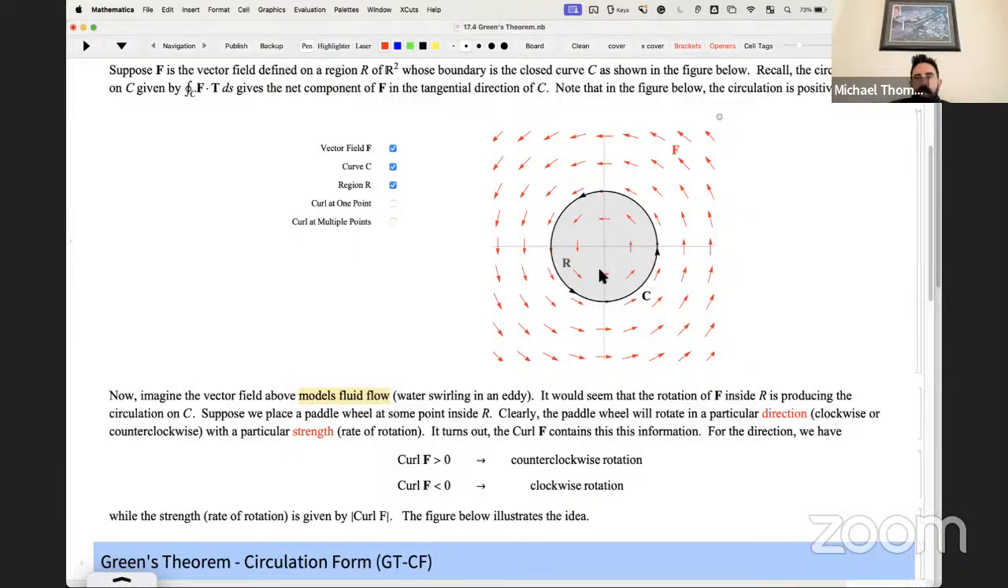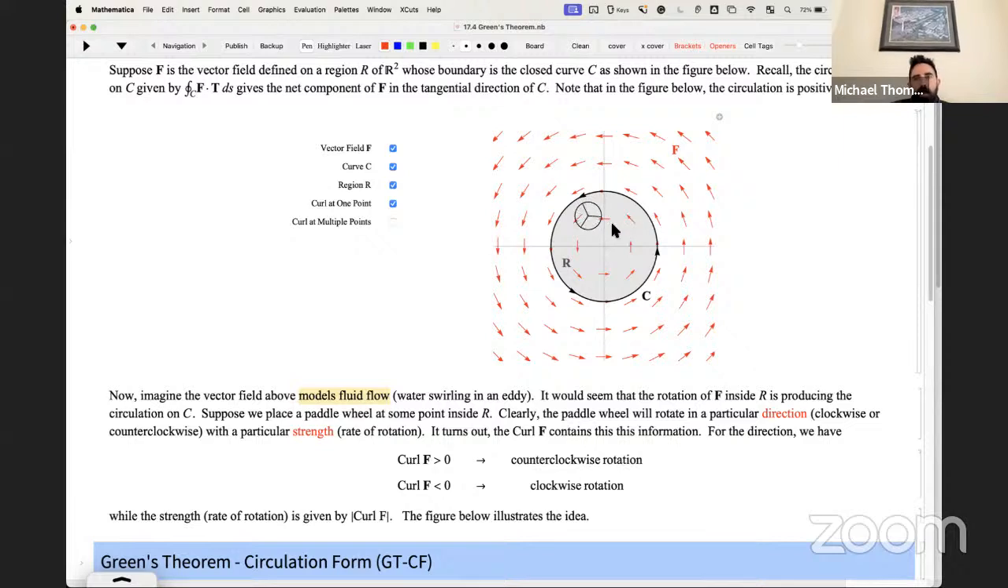Now, one of the things you might ask is, okay, so the circulation on C is positive. Does that have anything to do with the rotational effect of the vector field inside of the circle? And it certainly seems like it does. It seems like there's something happening in here that's causing the circulation on the boundary of R or C. All right, so the way we can kind of visualize this is imagine placing a paddle wheel somewhere in R like so.